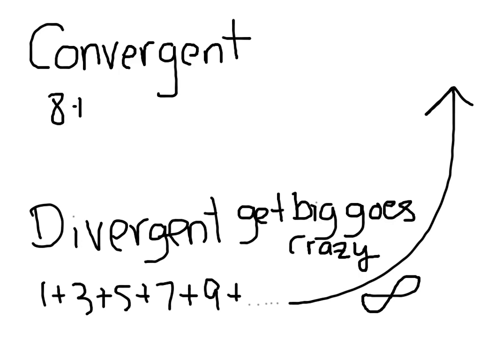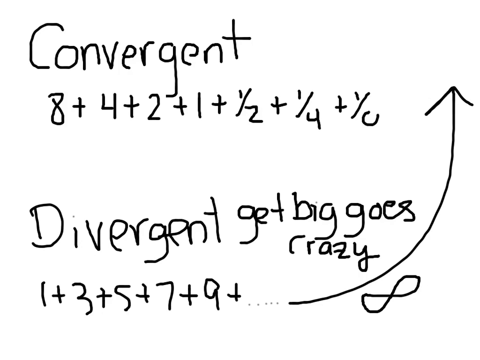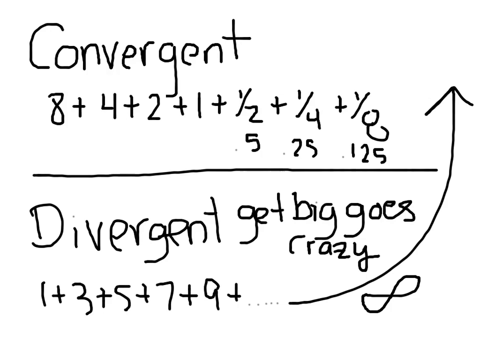If I took 8 and I added 4, and then I added 2, and then I added 1, and then I added 1/2, and then I added 1/4, and then I added 1/8. I'll show you why in just a minute, but this is an example of a convergent series because I'm adding a smaller number each time, 0.5, 0.25, 0.125, and because each number that I add gets smaller, this series is eventually going to converge on a single number.